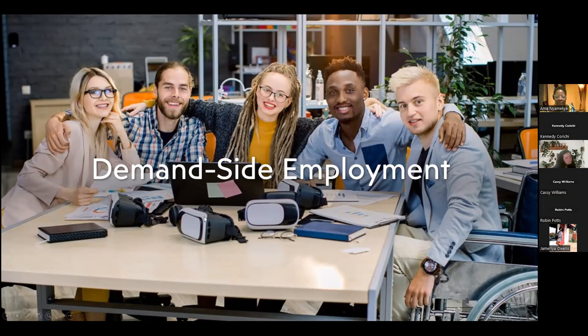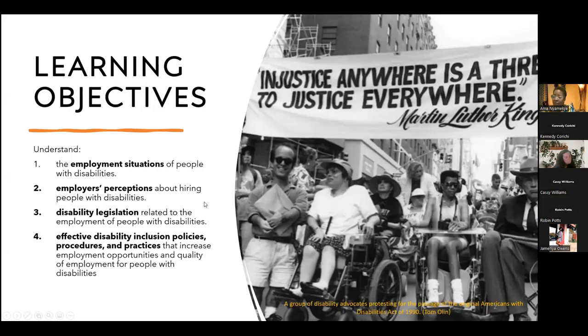So we'll talk about exactly what demand-sided employment is, in the chapter on recovering, I think it was chapter 9 in the book. This is the information presented there. The learning objectives are for us to understand the keywords for employment situations, employment perceptions, disability legislation, and effective disability inclusion policies, procedures, and practices. All this relates to people with disabilities, understanding the situations and the perceptions. A lot of demand-sided work is about the perceptions around hiring people with disabilities and reducing the stigma, stereotype, and judgment.